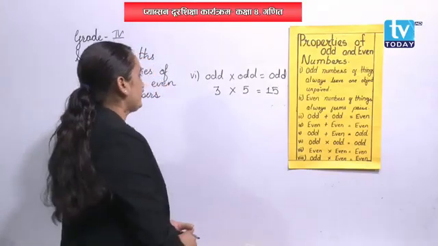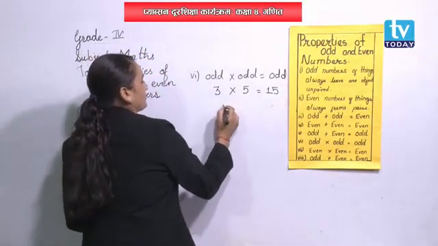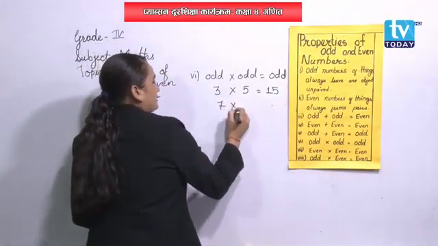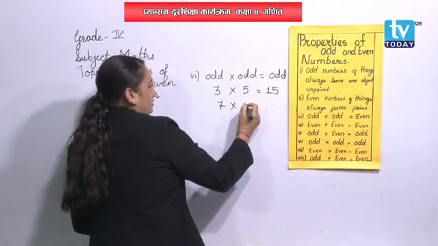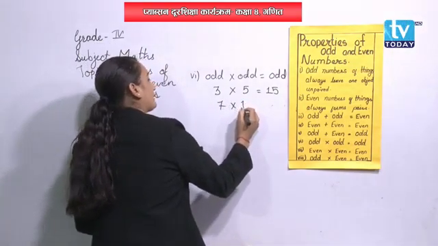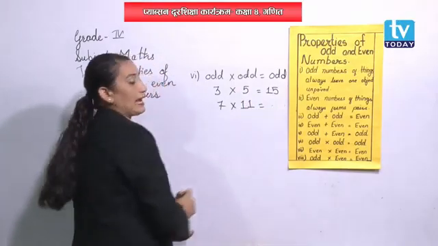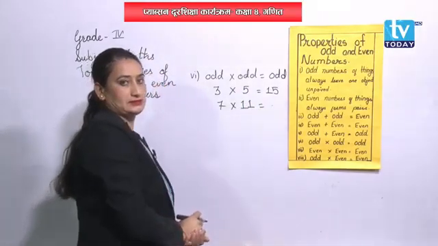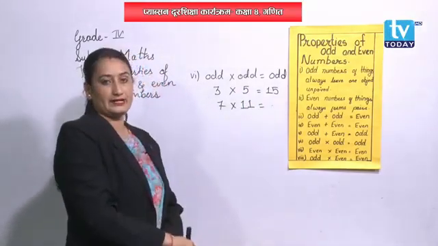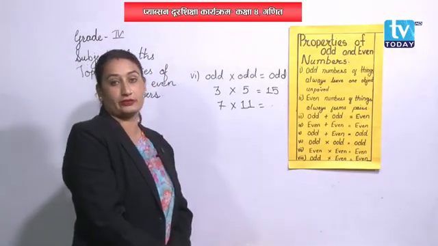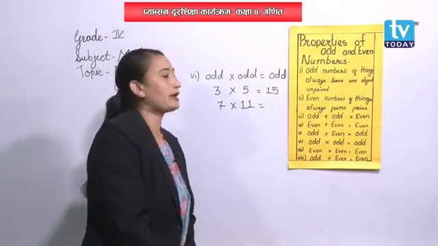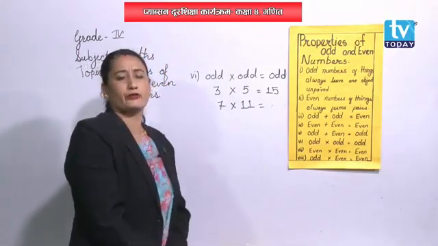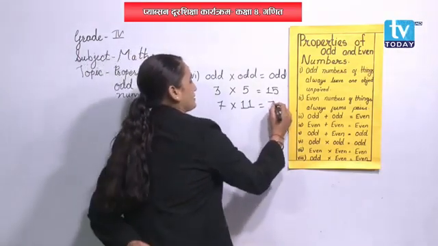Let's start to check it. The next question is, 7 multiplied by how much? Okay, 11. Then what will be the answer? Both are odd numbers, right? 7 and 11, both of them are odd numbers. If we multiply them with each other, then we will get the answer as 77.